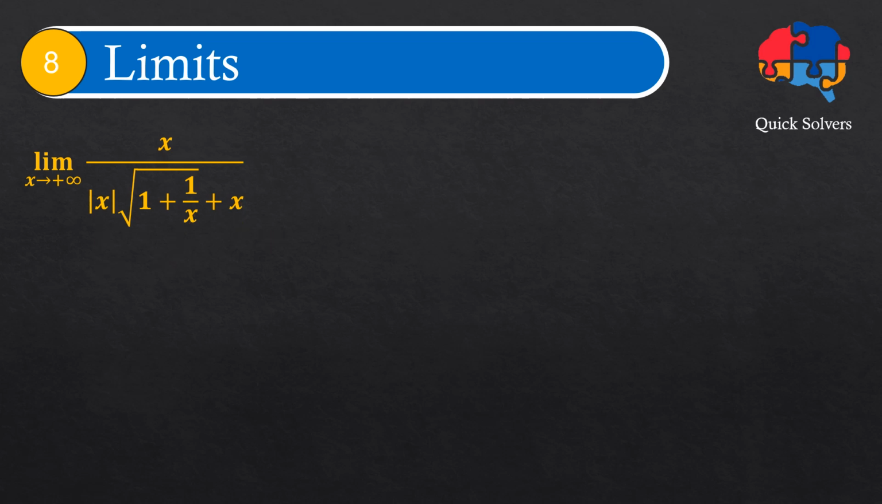And to simplify this function, I'll first focus on this absolute value of x. Well, we know absolute value of x is either x itself when x is positive, or it is minus x when x is negative. And in our case here, since x approaches positive infinity, that means x is positive, so absolute value of x equals x itself. That means we can replace this absolute value of x by x.